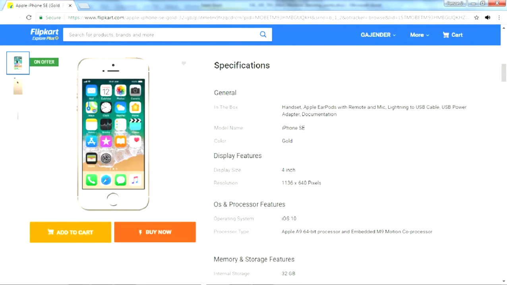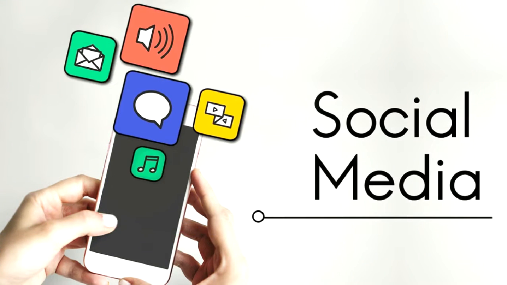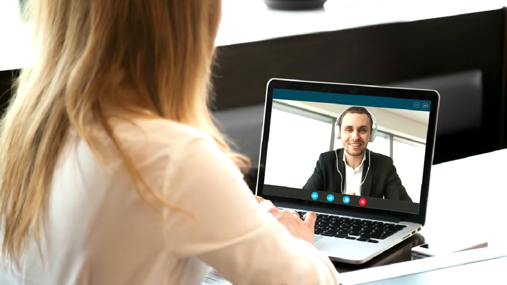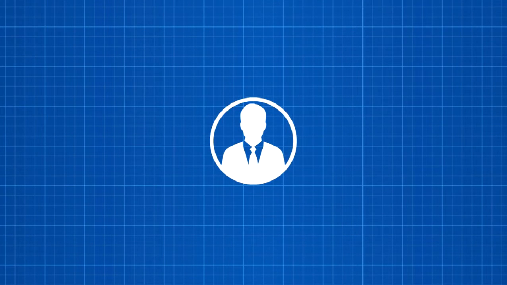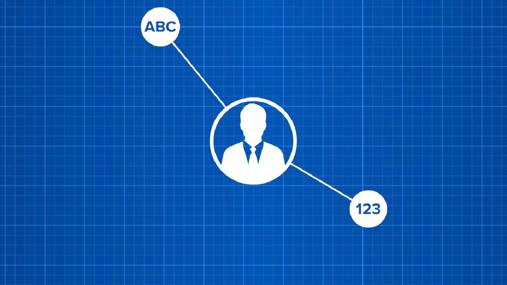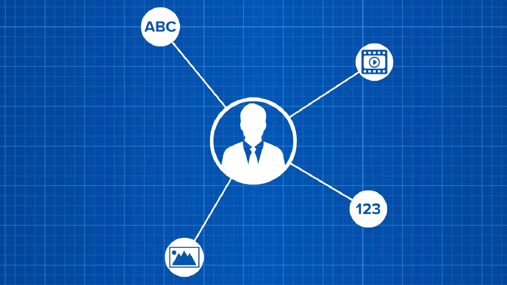For example, the features of your smartphone, such as screen size, memory, processor, brand name, and its color, each of this information is data. The messages and comments you make on social media platforms are also data. Even the voice calls and the video calls you make are also data. Thus, we are surrounded by data everywhere. It can be in any form such as text, number, image, video, audio, and so on.